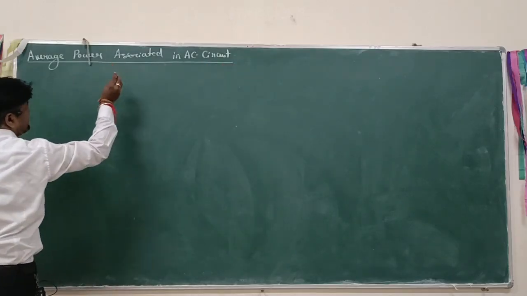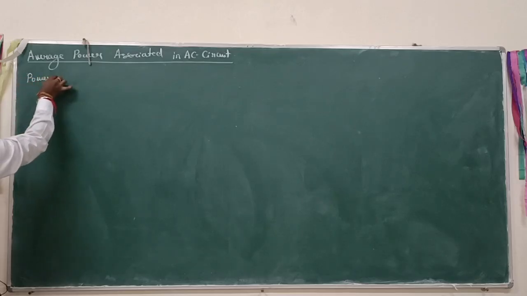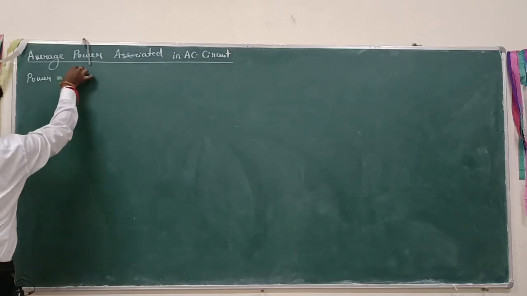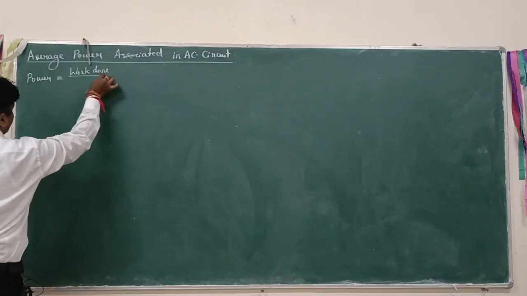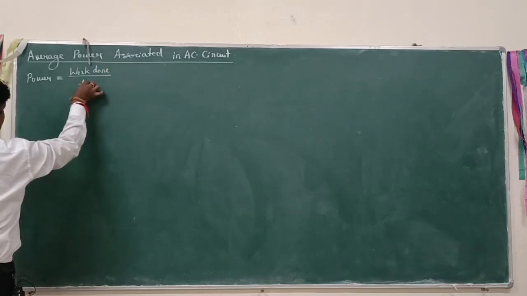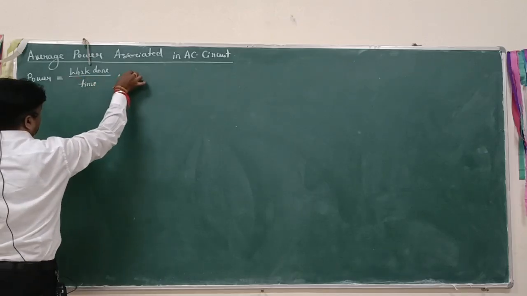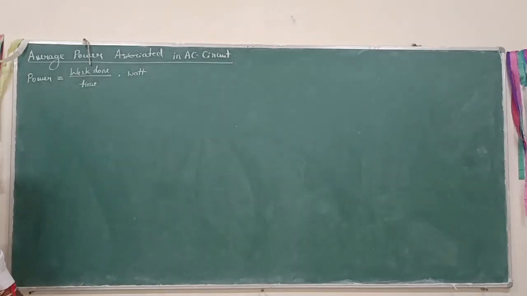So in AC circuit, we have three circuits: pure resistance, pure capacitor, and pure inductor, and series LCR circuit. Normally the expression of power is nothing but the rate of doing work. So power is equal to work done divided by time. The unit of power is watt.